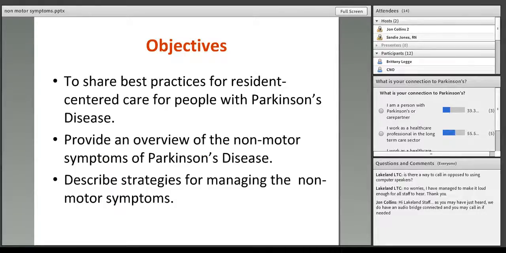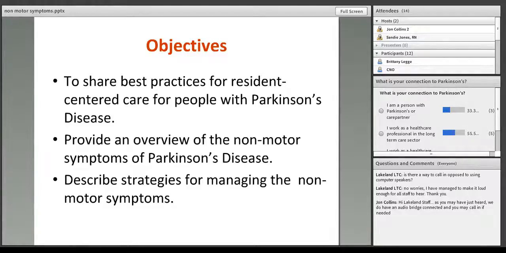So what we want to do today is to share best practices for resident-centered care for people with Parkinson's disease, to look at an overview of the non-motor symptoms of Parkinson's disease, and to talk about strategies on how we can manage these symptoms. For me, this has been a very interesting session to help in the preparation with, because I wasn't as aware of some of the non-motor symptoms.